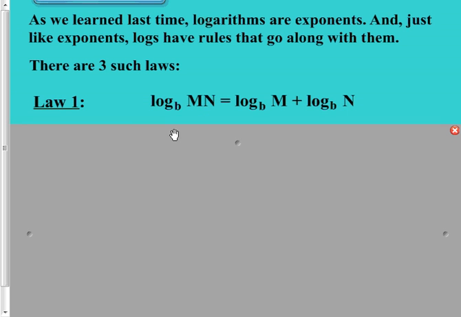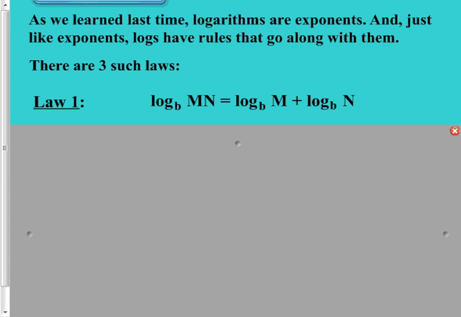Now, law 1 should look somewhat familiar to you because it is basically the same as law 1 for the laws of exponents. If you think about law 1 for the laws of exponents, if the bases were the same and being multiplied, then the rule was the exponents could be added together. Well, you can see traces of that in this law.